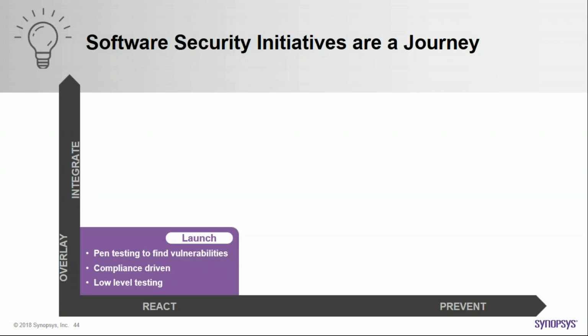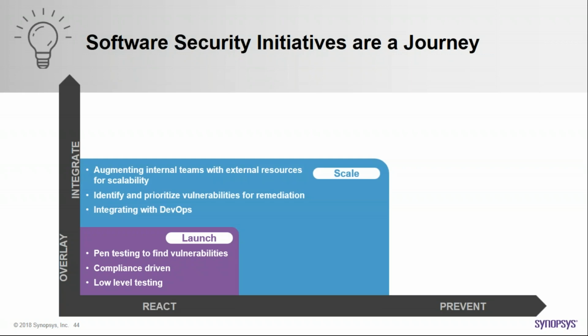We understand that most organizations are still at a point of being compliance driven. There's some customers saying you've got to do certain things. That's low-level testing. They do some pen testing to find these vulnerabilities. But then they start to scale. They start applying this to all of their products. And they're augmenting internal teams with external resources for scalability, because you just can't go out and buy all the talent that you want to be able to do this.